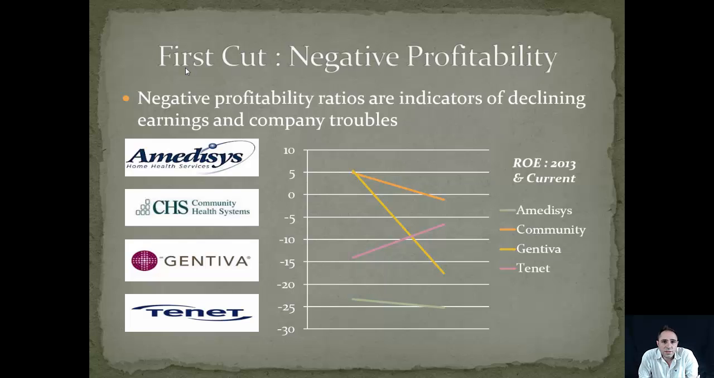For the 18 companies that we had to choose from, I actually did my first cut based off of negative profitability. The 4 companies listed, Amedisys, Community Health, Gentiva, and Tenet, were all companies that had negative profitability, as you can see based on the figures for return on equity from 2013 until the current time.